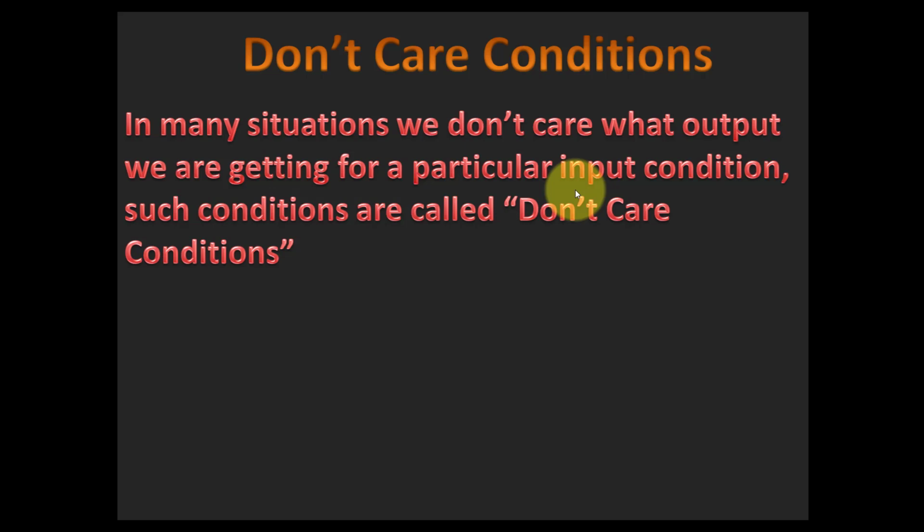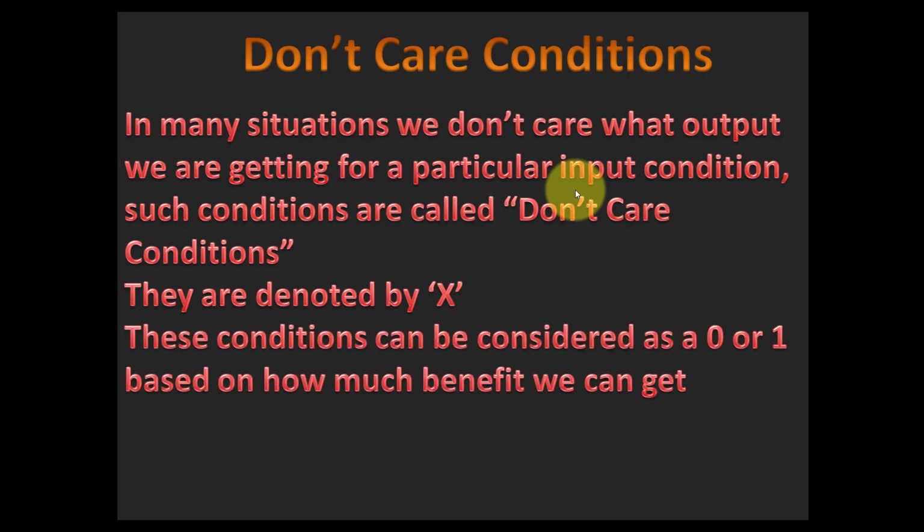Then finally, how to deal with don't cares. Now what are don't cares? In many situations, we don't care what output we are getting for a particular input condition. Such conditions are called don't care conditions. They are denoted by X. For this particular input, whether we are getting 0 or 1, we don't care. So these conditions can be considered as 0 or 1 based on how much benefit we can get.